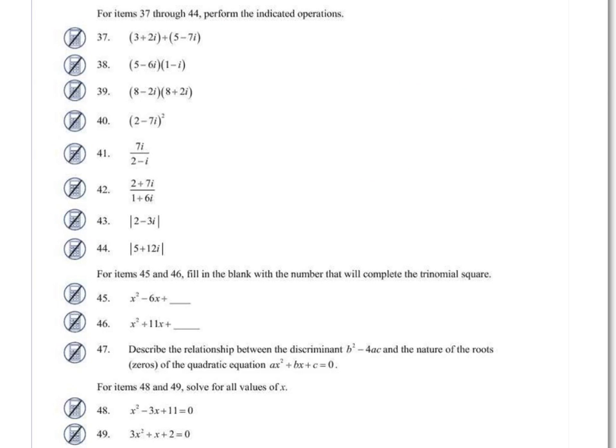Now for 41, we can't have i in the denominator because i is the square root of negative 1. So we multiply the numerator and denominator by the complex conjugate. The reason you have to multiply both numerator and denominator is because anything divided by itself is a value of 1. Anything times 1 is still that same value. So we're not changing the value of this equation, we're just going to change the way it looks.